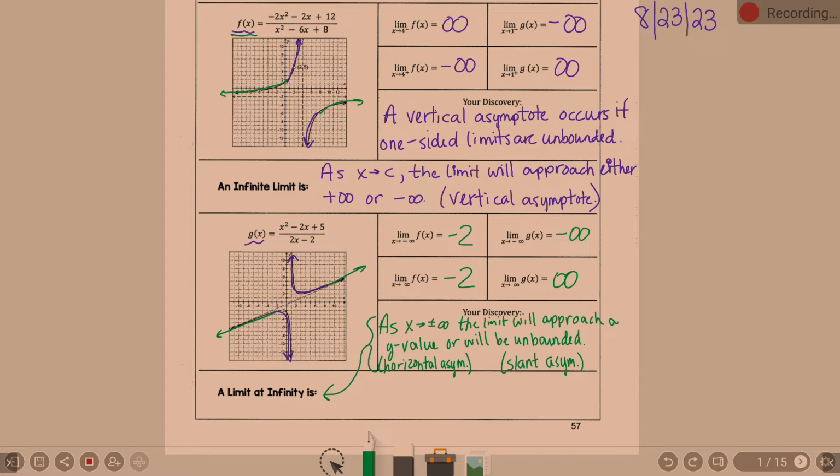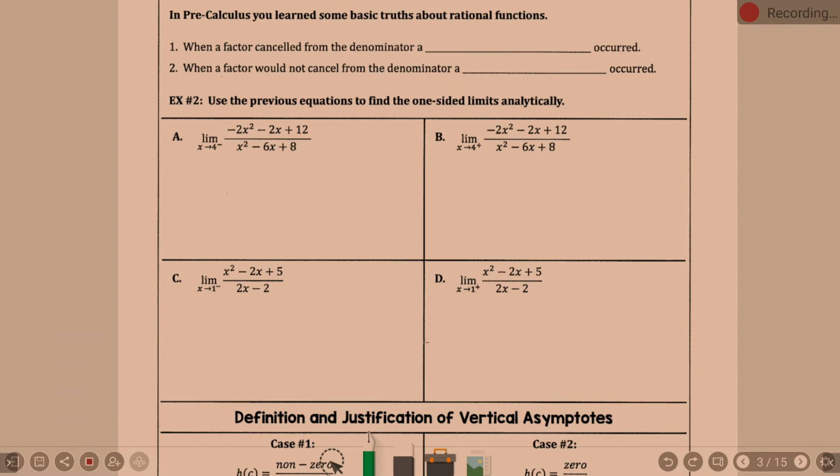Okay. Moving on. In pre-calculus, you learn some basic truths about rational functions. So, let's see if you guys can fill these in. When a factor canceled from the denominator, a blank occurred. Hole. When a factor would not cancel from the denominator, a blank occurred. An asymptote. What type? A vertical asymptote. So, the first blank is hole. When a factor can cancel, we cancel top and bottom, that's a hole. When nothing cancels and that denominator equals zero, that is a vertical asymptote.